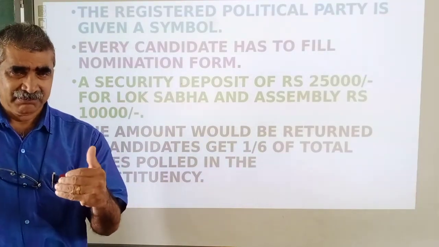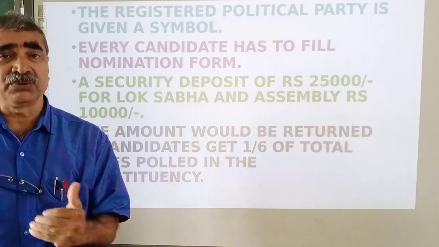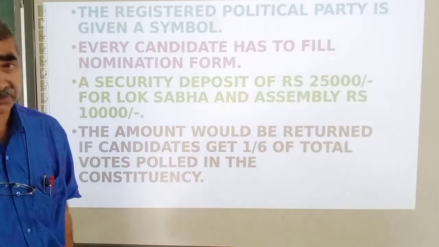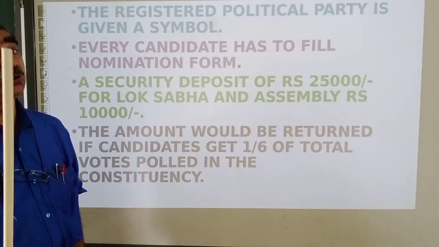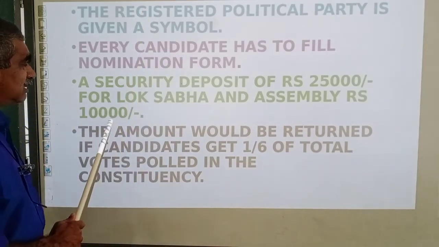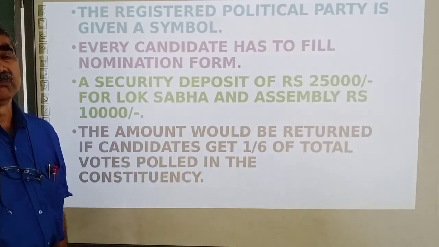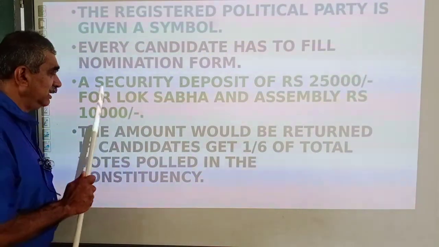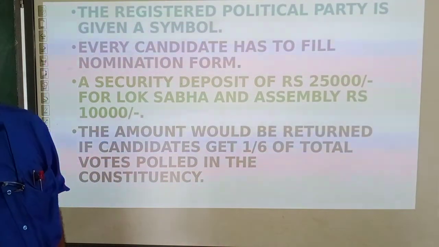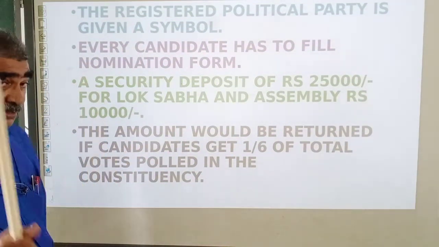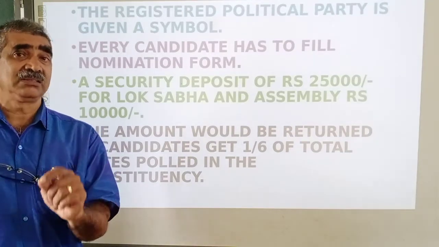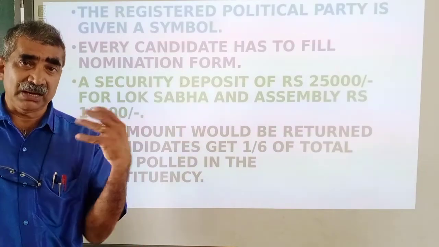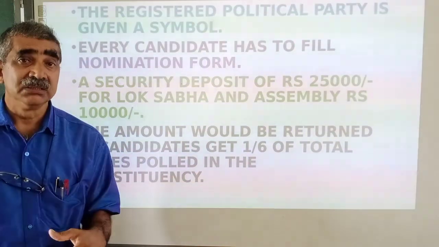It is like putting a barricade. If you want to stand as a candidate for a Lok Sabha election, you must deposit 25,000 rupees with the government along with your nomination papers. If you are standing for Assembly, that means the Karnataka Assembly, the MLA post, you must deposit 10,000 rupees with the Election Commission. And another thing is that this 25,000 rupees for Parliament and 10,000 for Assembly will be returned.